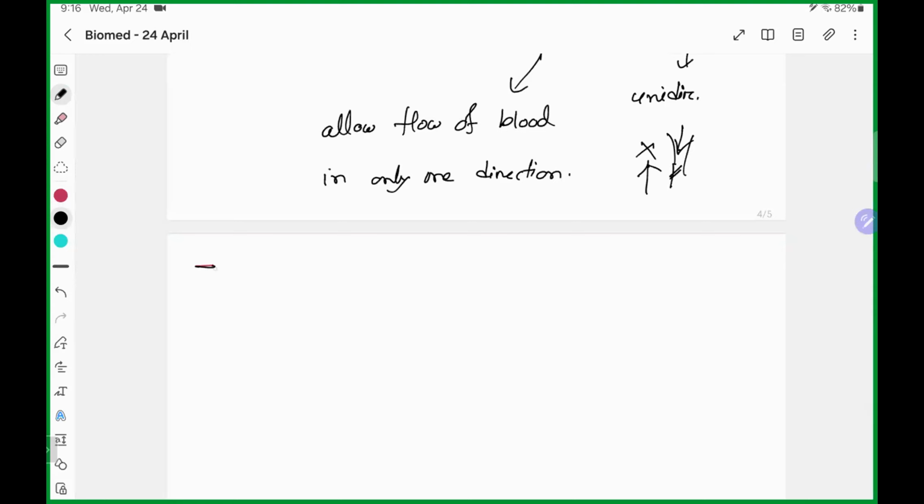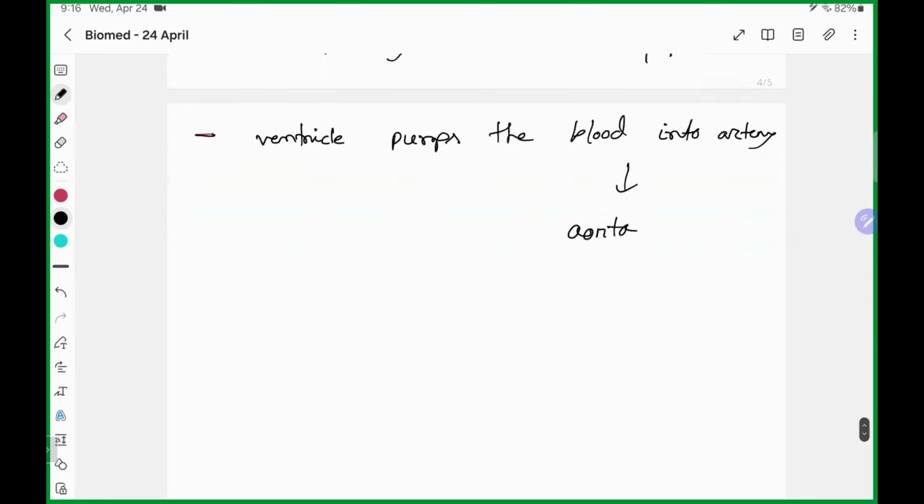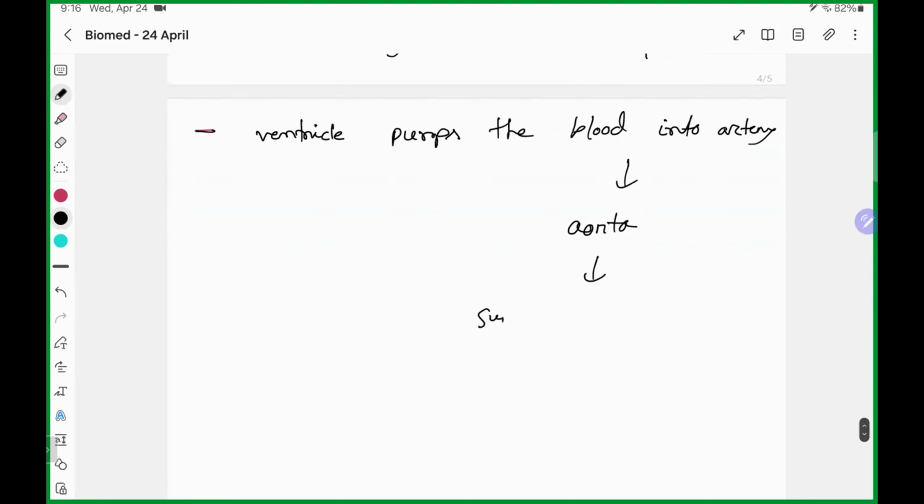So the ventricle at the end pumps the blood into the artery. From there it goes to the aorta. This aorta supplies the refined blood to the body.